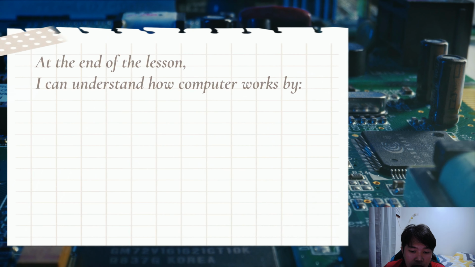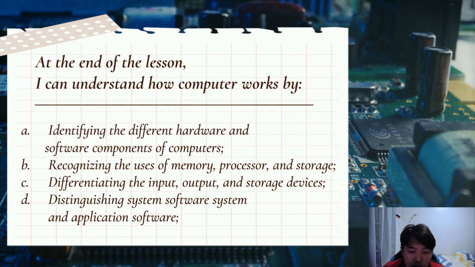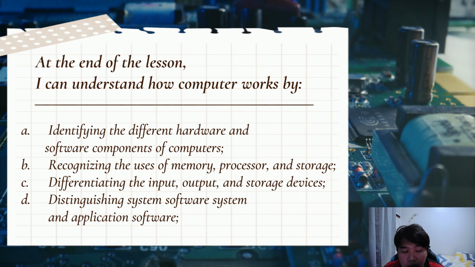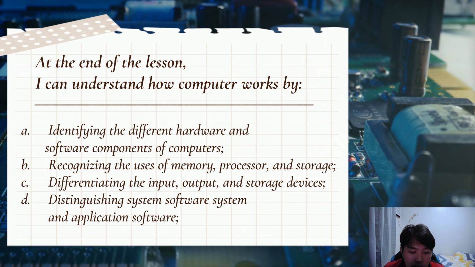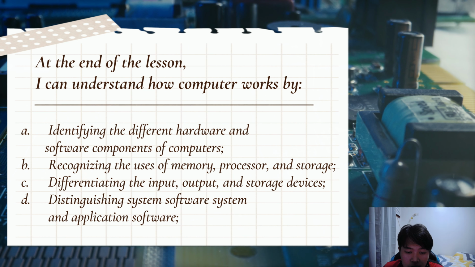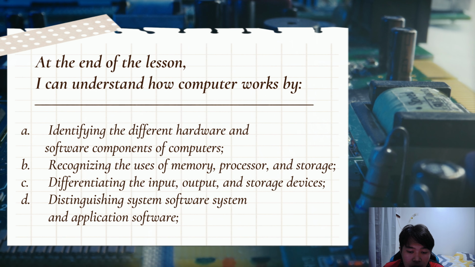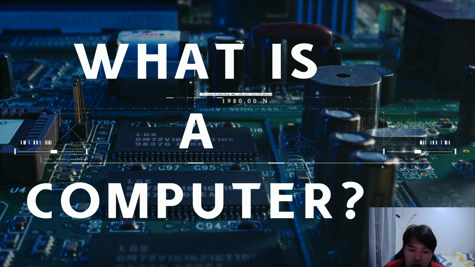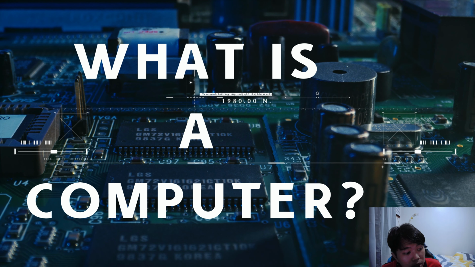Okay, so by the end of this lesson, we will be able to identify different hardware and software components of computers. You will also be able to recognize the uses of memory, processors, and storage. You will be able to identify or differentiate the types of input, output, and storage devices. And lastly, you will be able to distinguish system software and application software.